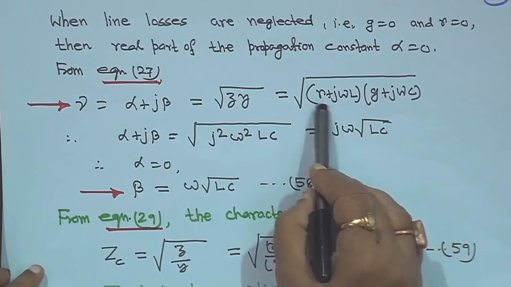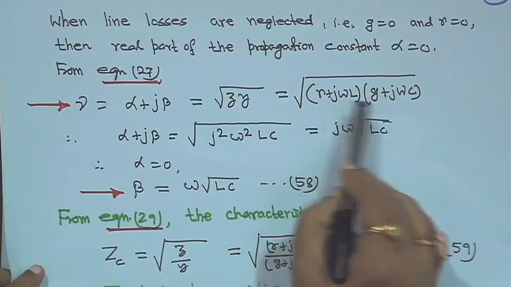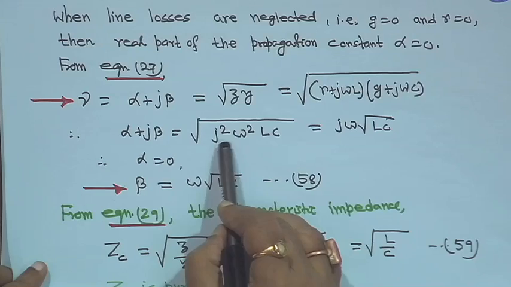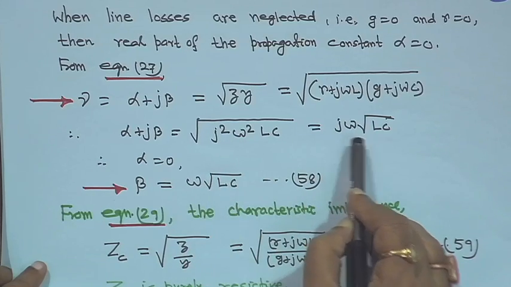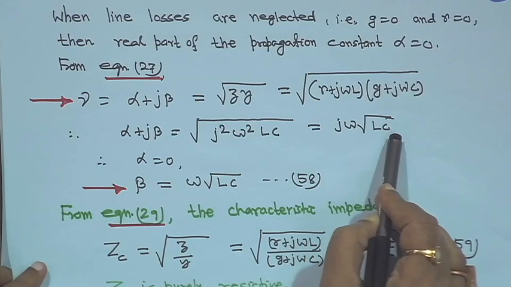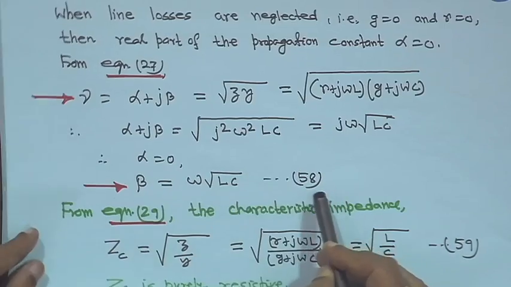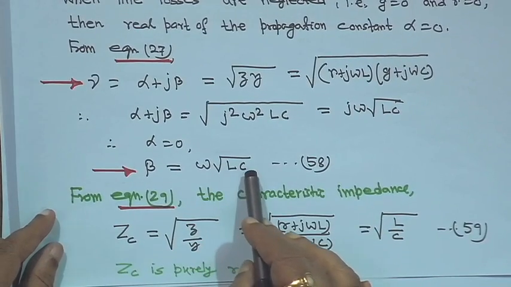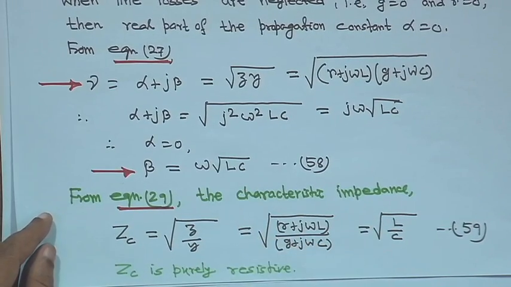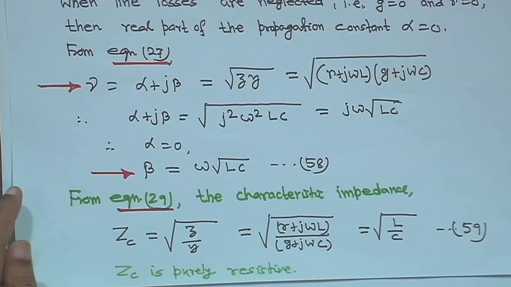As r is 0 and g is 0, you substitute r 0, g 0 here, you will get square root of j square omega square L c, that is j omega root over L c. So, no real part, that means alpha is equal to 0 and beta is equal to omega root over L c. This is happening when the line is lossless, we are assuming a lossless line.